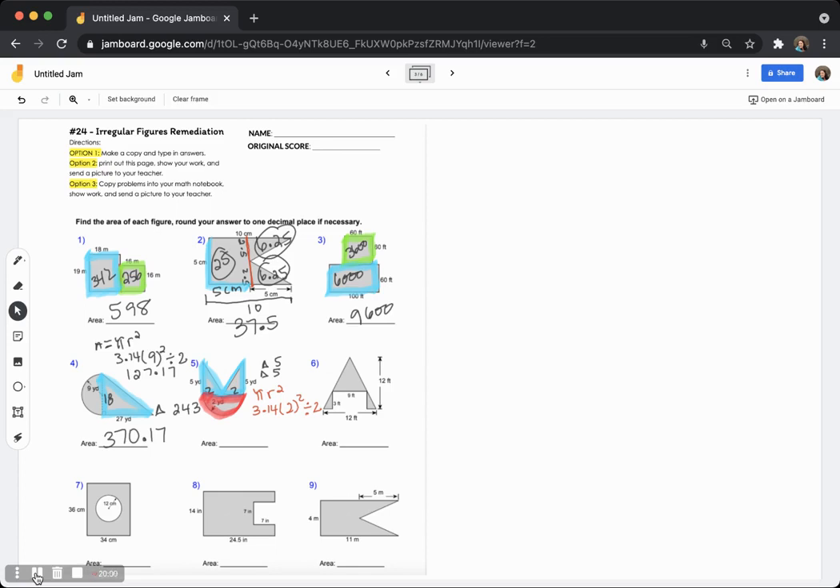And that's going to give us 6.28. Then I add 5 plus 5 plus 6.28. And that gives me a total area of 16.28.